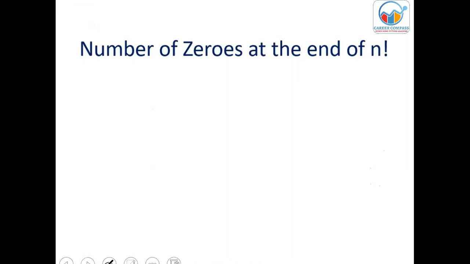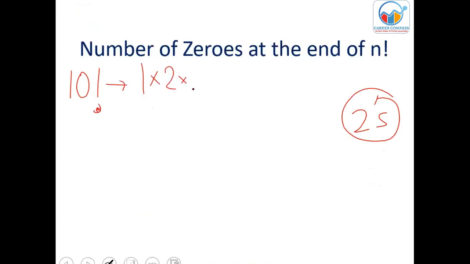Let's take an example. If I look at 10 factorial, I'm trying to find the number of 2's in 10 factorial. How many 2's will 10 factorial have? What is the number of 2's? So I'm writing 10 factorial as 1 into 2 into 3 into 4 into 5 into 6 into 7 into 8 into 9 into 10.